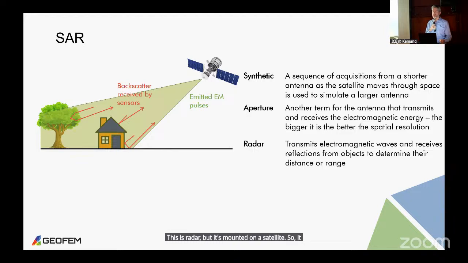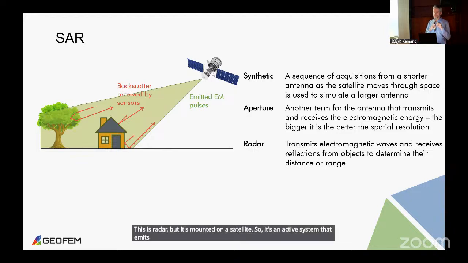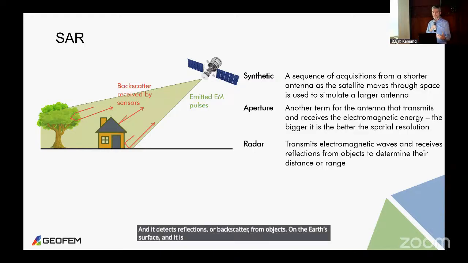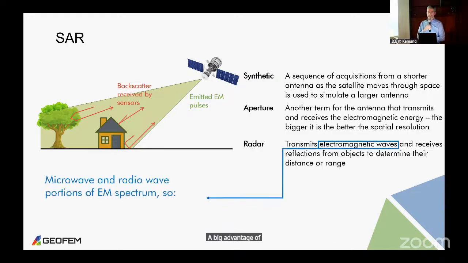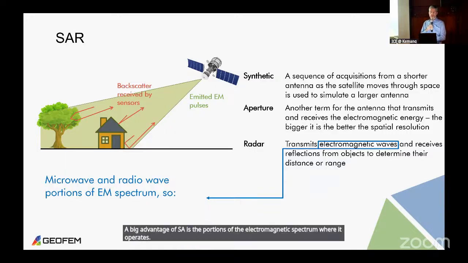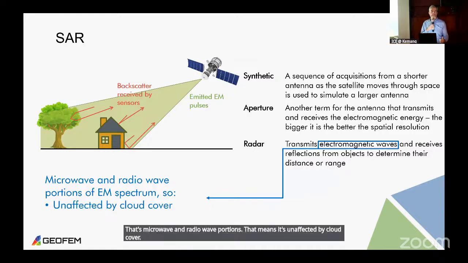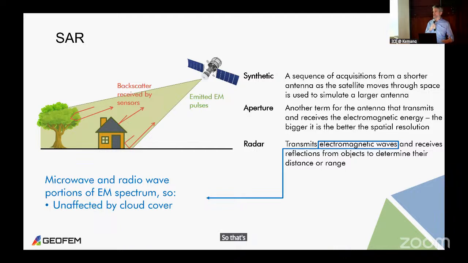So it's an active system that emits an electromagnetic pulse, and it detects reflections or backscatter from objects on the Earth's surface. And it is from that backscatter that various parameters can be determined. A big advantage of SAR is the portions of the electromagnetic spectrum where it operates. That's microwave and radio wave portions. That means it's unaffected by cloud cover. So that's particularly important in areas such as where we are in Indonesia, where cloud cover is frequent.